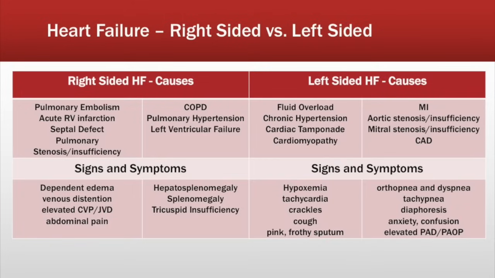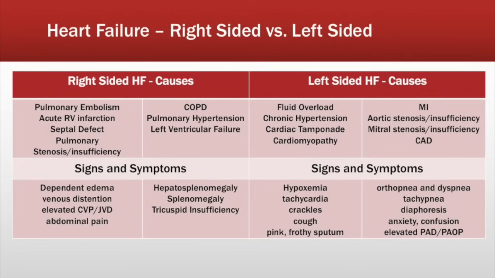So your right-sided heart failure causes are listed here: pulmonary embolism, acute right ventricular infarction, septal defect, pulmonary stenosis/insufficiency, COPD, pulmonary hypertension, and left ventricular failure. Some of the signs and symptoms of right-sided heart failure include dependent edema, venous distension, elevated central venous pressure, jugular venous distension, abdominal pain.